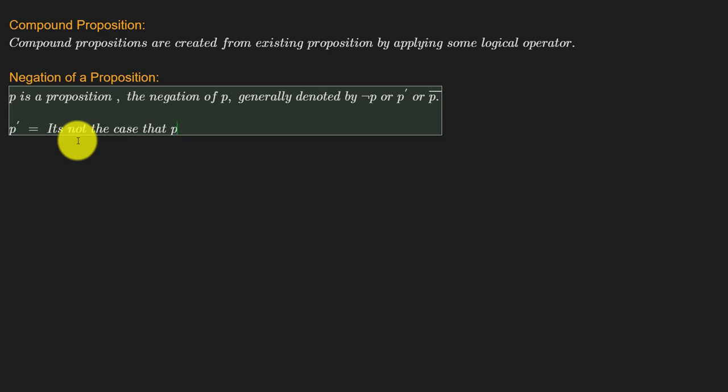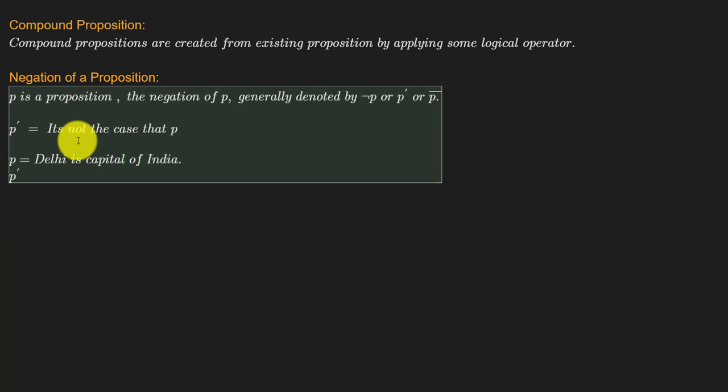Okay, so let us take an example over here. Let's say P is: Delhi is the capital of India. So what will be the value of P prime over here? P prime will be: Delhi is not the capital of India. P is a very simplistic proposition over here, so we just mention a not.